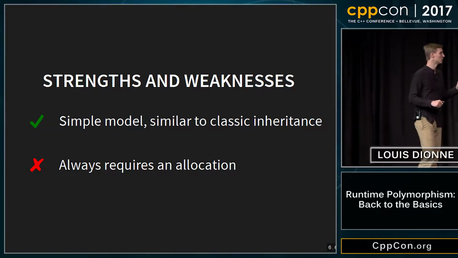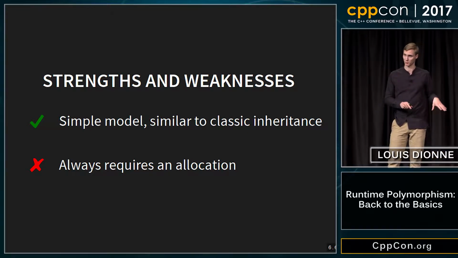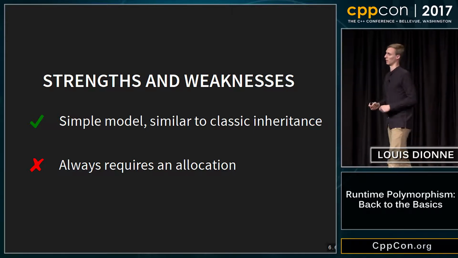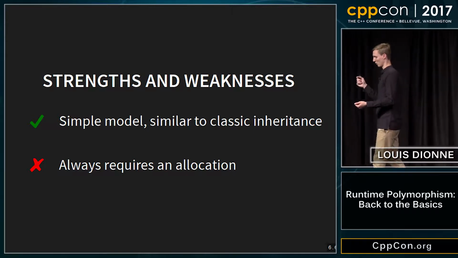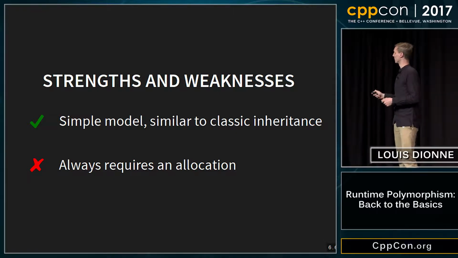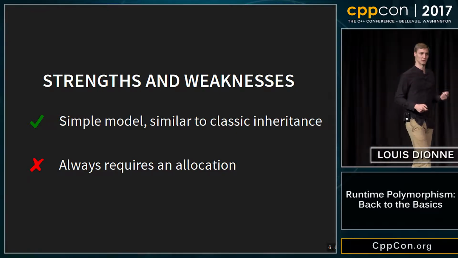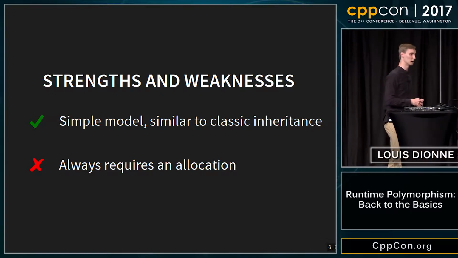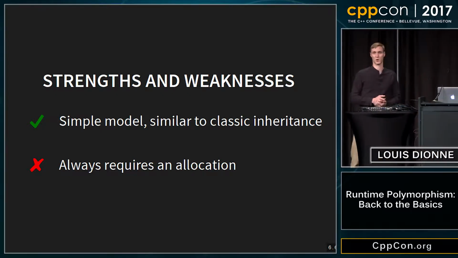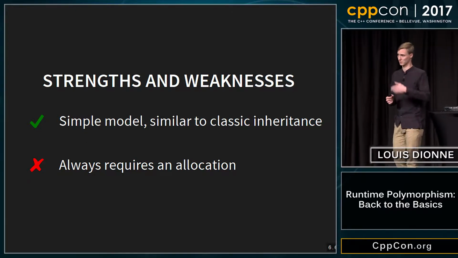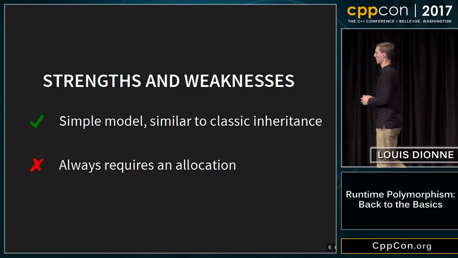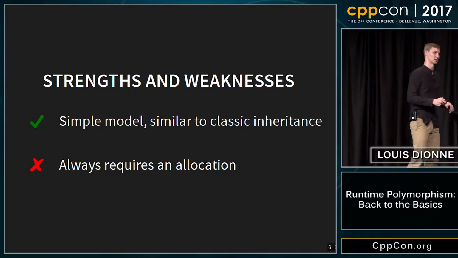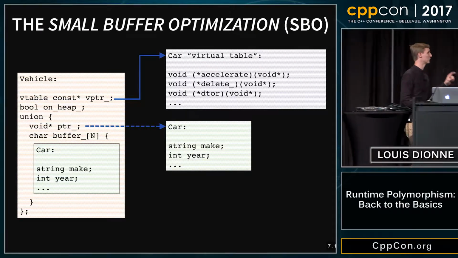And so the strengths and weaknesses, not of Dino, but of the approach that we just looked at, which is to basically pull the vtable down just one layer: it's a simple model. It's still very similar to classic inheritance, so it's easy to reason about if you're used to reasoning about inheritance. But it always requires a heap allocation because we're still going through a pointer. So that's not really ideal. So we're going to look at a different way of implementing this. What if we did this instead?